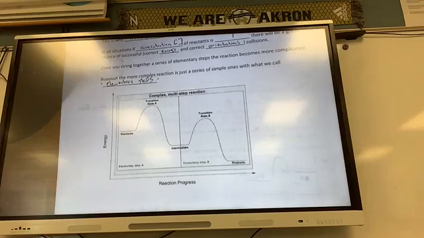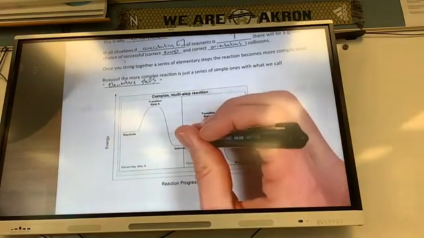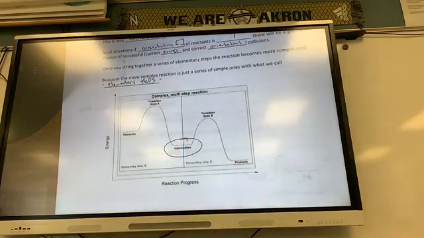How many activation energies does this have? It has 2. Notice that there is an intermediate. So circle that. An intermediate is something that pops up in the middle of a reaction and is immediately used up in the next step. So an intermediate shows up at the end of one reaction, and then in the second step, it's immediately used up. I'm going to show you that in a second. Cool? Flip it.